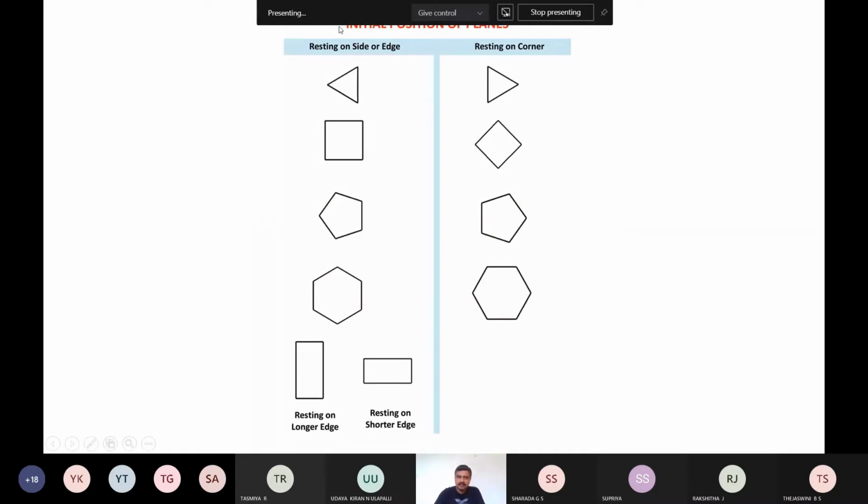So already I told you in projection of planes, initial positions depending on resting on corner and edge, we are going to draw initial positions in this manner. If it is resting on edge, the top view will be like this. If it is resting on corner, the initial top view will be like this. And if it is resting on HP on edge. So these are the initial positions. For projection of solids also, it is applicable.